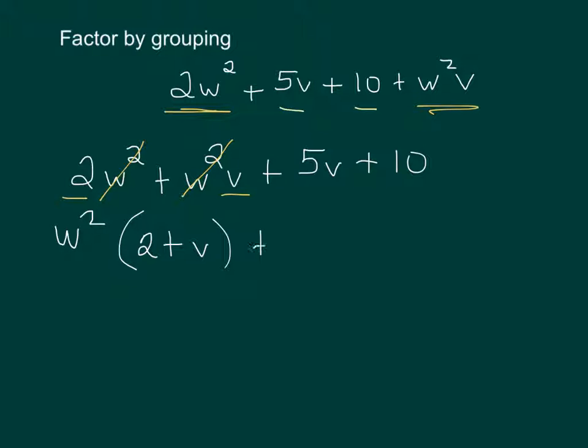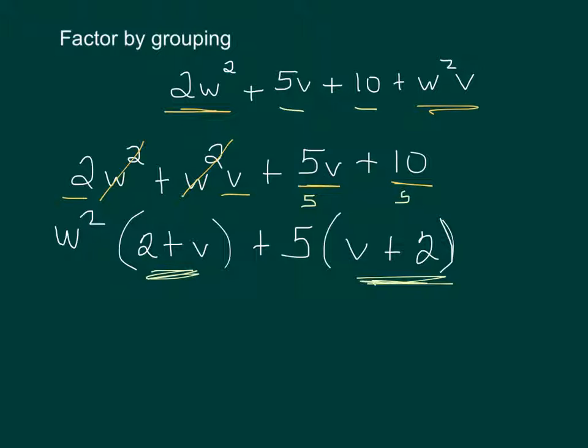Now this next set, I can see what they have in common is I could factor out a 5. So if I factor out a 5, of course, all I have left is a V. And then 10 divided by 5, meaning factoring out a 5, I would have a 2 there. All right, so that's what we're saying when we're saying we're factoring it out, is we're basically dividing both of these terms by 5.